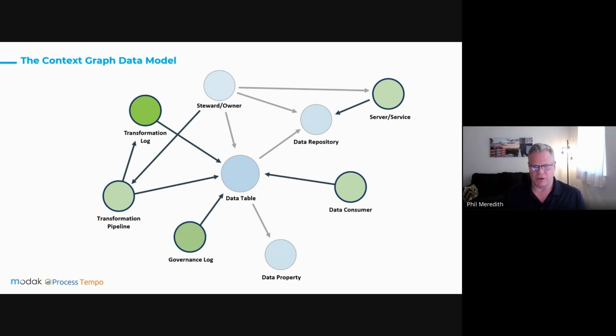So that's just raw metadata, but we want to enrich that information with information from our transformation pipelines and information from our data consumers so that we can determine who's using this data asset, how often they are using it, and what's happened to that data asset.